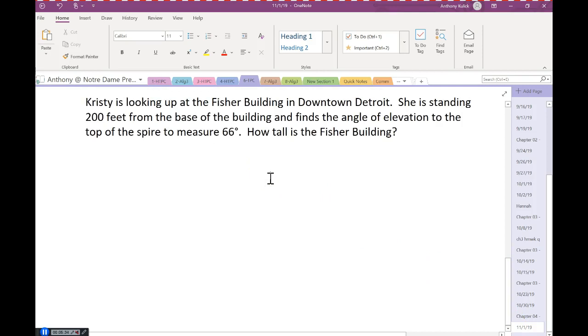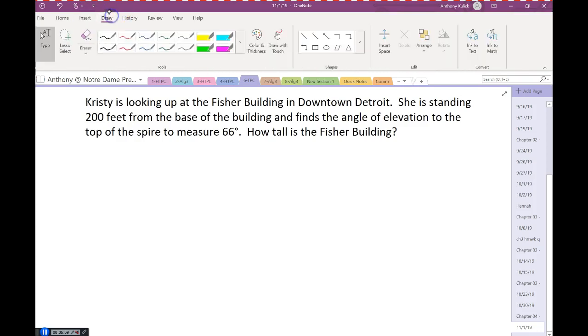Christy is looking up at the Fisher Building in downtown Detroit. She is standing 200 feet from the base of the building and finds the angle of elevation to the top of the spire to measure 66 degrees. And then we want to know how tall is the Fisher Building. So we'll start by drawing a picture. Hopefully we're not surprised at that.